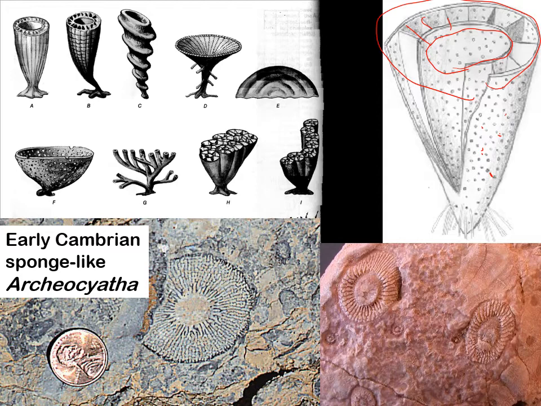Now, you can see they're relatively small. There's a penny there for scale next to a cross-section of an archaeocyathan. So they wouldn't be very big reefs, but we do know that they came in a wide variety of shapes and sizes and different orientations.